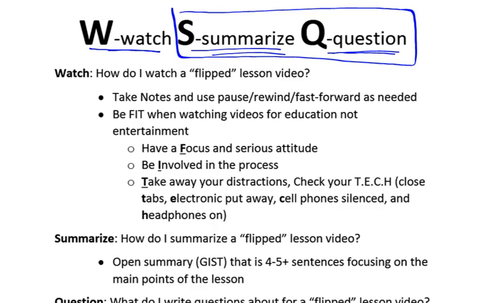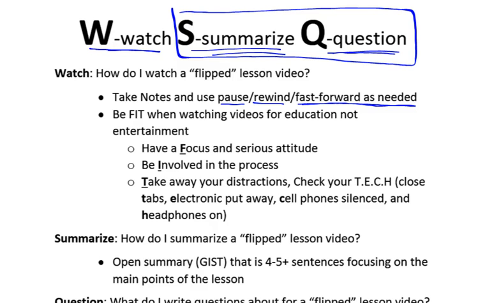First step, you need to take notes and use the pause, rewind, and fast forward button as needed. And understand this, please. Some of us need to see things more than once. Some of us need to see things at a slower pace. Some of us can see things at a faster pace. It's really up to you to figure out how it works for you.